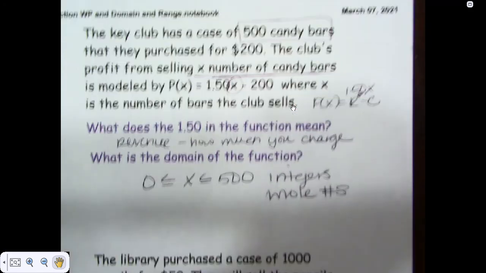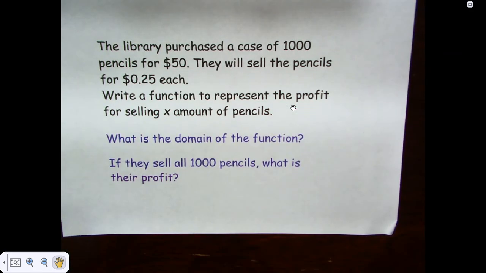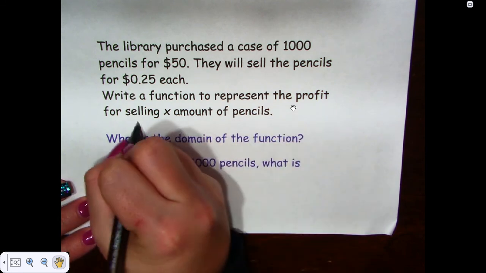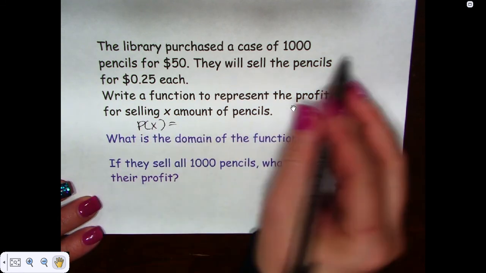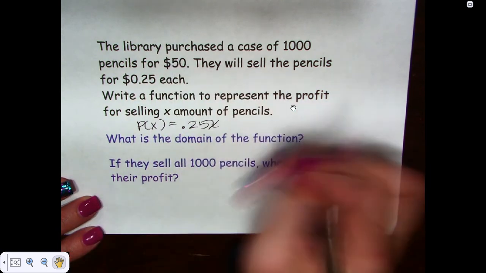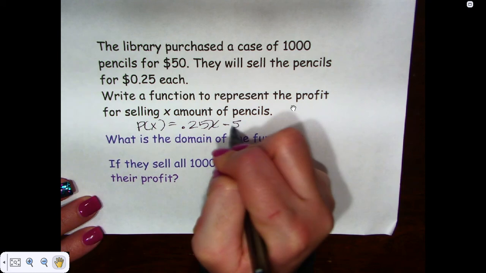All right, and one more of these. The library purchased a case of 1,000 pencils for $50. They sell them for 25 cents each. So let's write that function first. So our profit is going to be our revenue. So how much are we charging? We're charging 25 cents each minus our cost, which was $50.